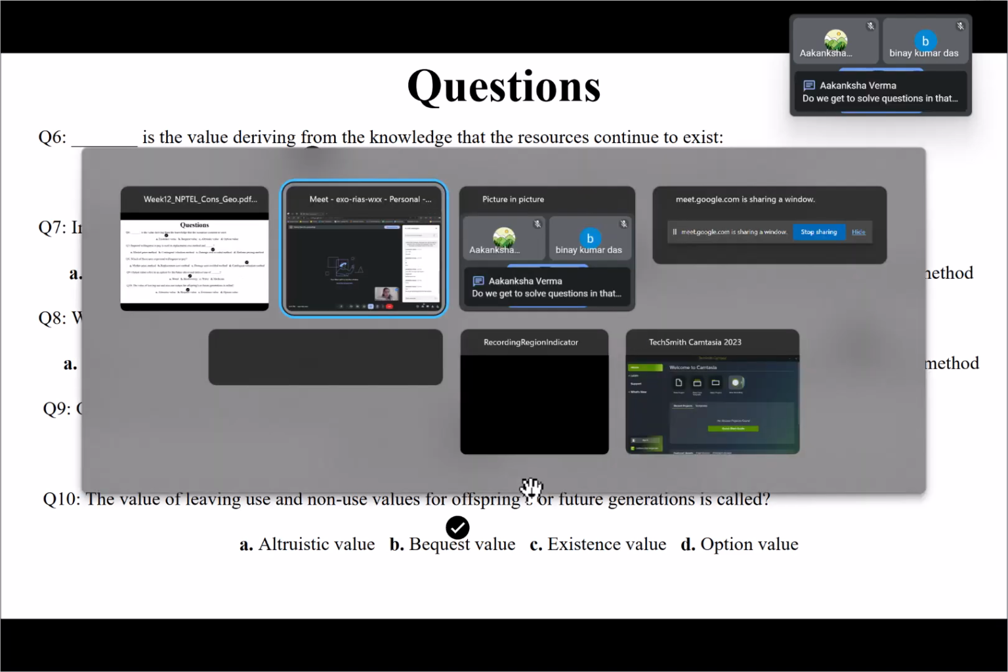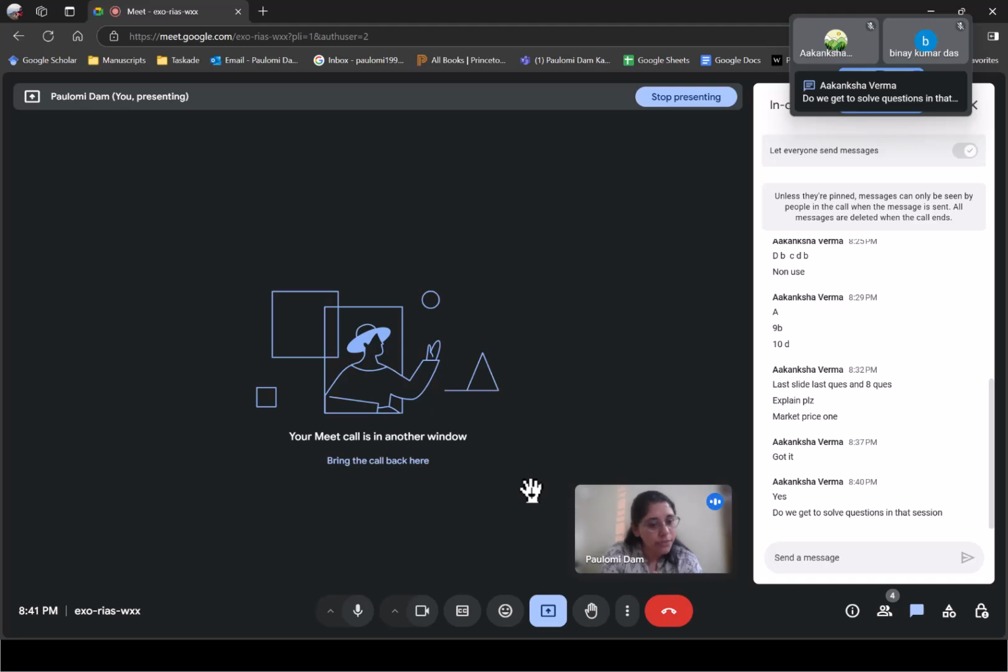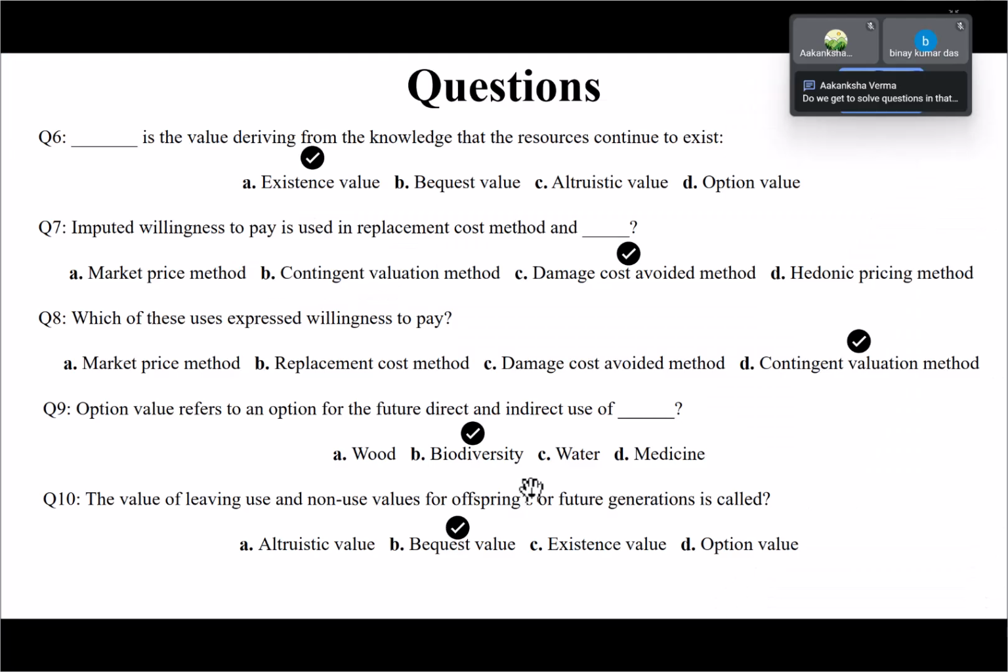Do we get to solve questions? Yes, of course. My sessions have a lot of problem-solving questions, because that gives you a grasp of the entire lecture. So of course, questions will be part of my summary session as well. I'm just thinking how to put it. Should I put it chapter-wise or module-wise? That's what I will be coming up with. But there will definitely be questions, as in my previous sessions. So you can definitely come and check.